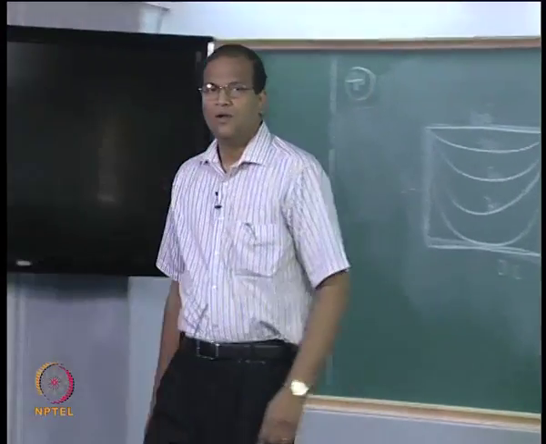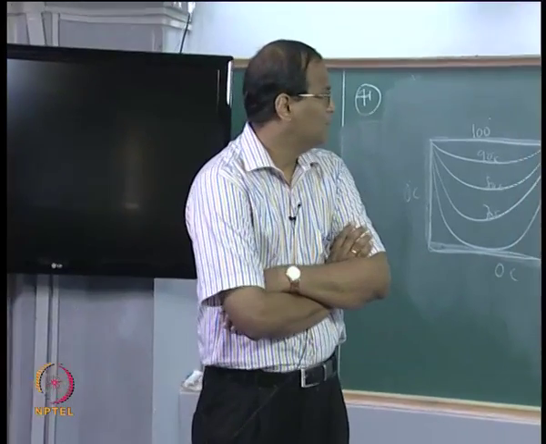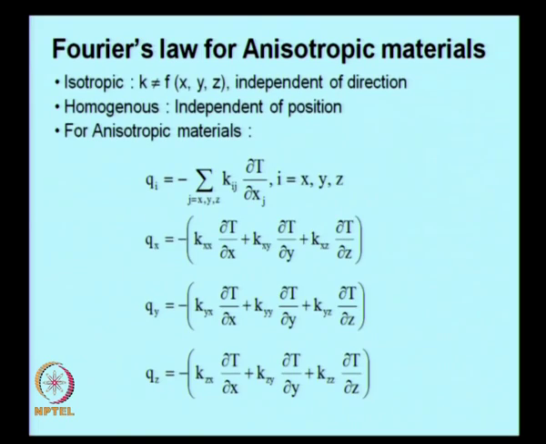Now there are some materials which are anisotropic, okay. An isotropic material is one in which the thermal conductivity is independent of direction, that is thermal conductivity in x direction is the same as y is the same as z direction. If kx, ky, kz are dependent on the direction, it is called an anisotropic material.